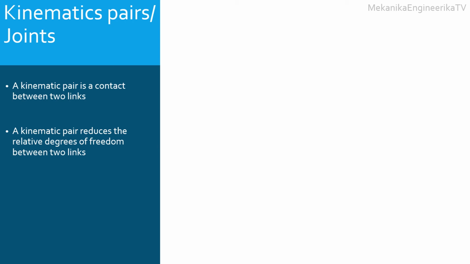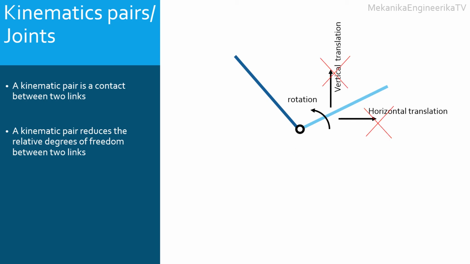For example, one bar, the right bar, can translate horizontally, can translate vertically, and can rotate relative to another bar, the left bar. Using a pin joint, the right bar can only rotate relative to the left bar. However, the right bar cannot translate any more with respect to the left bar. The 2 relative translations are blocked by the pin joint.